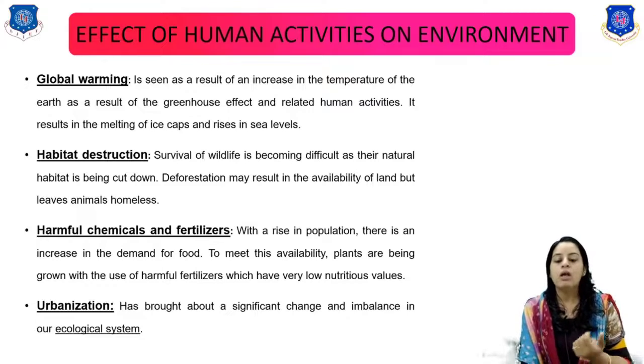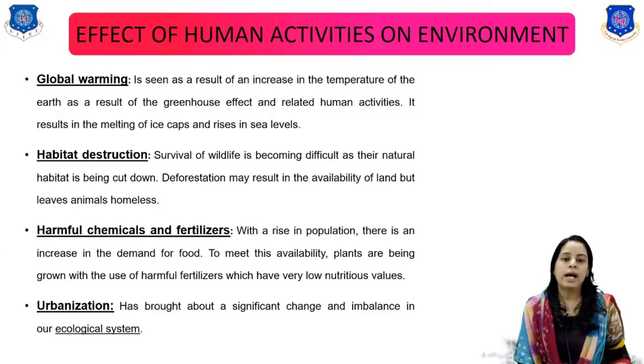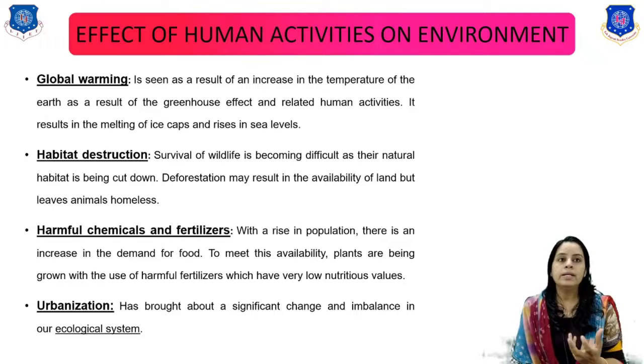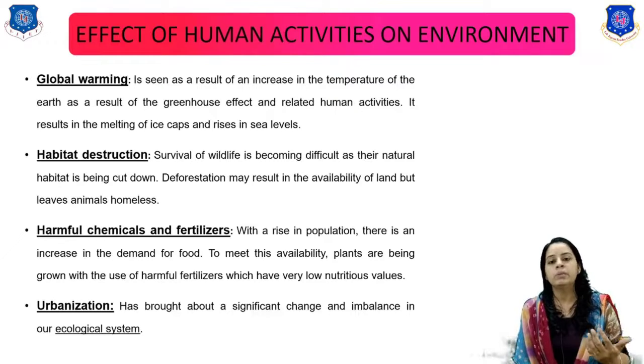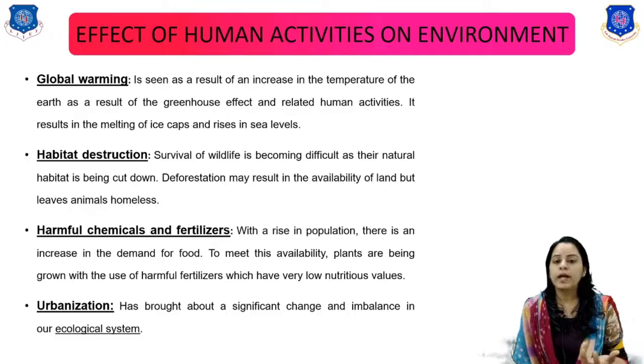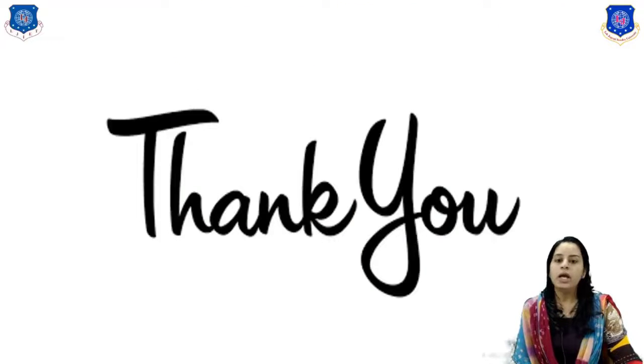And the last one is urbanization. It means a significant change and imbalance in our ecosystem. It means the tendency of people in rural areas to shift to urban areas for the various uses of technologies, right? So the population of urban areas is increasing day by day and they are using new technology, right? So increasing urbanization is a major problem for our environment. So these are the effects of human activities on the environment.